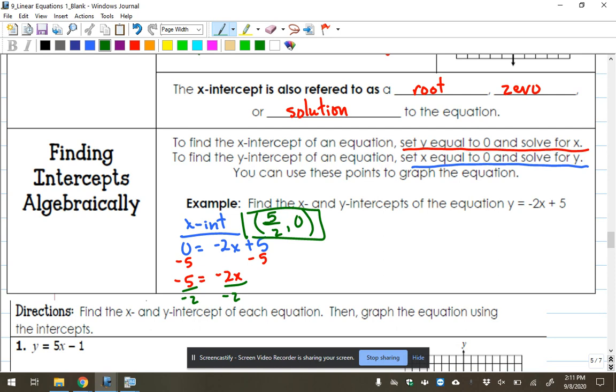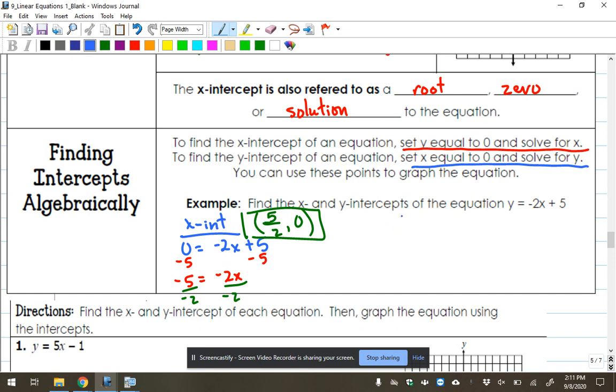I would rather you keep it as an improper fraction. If I were asking you to graph the x and y intercepts, then yeah, I would say think about it as 2.5, because you know it's 5 over 2. That doesn't mean as much to us on a graph as 2.5 does. But if we're just finding that intercept, leave it as an improper fraction.